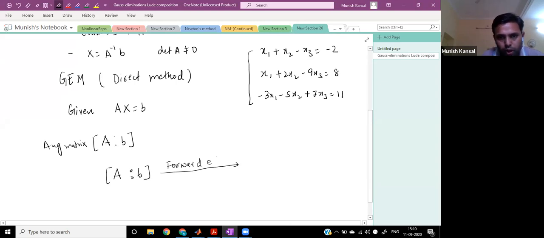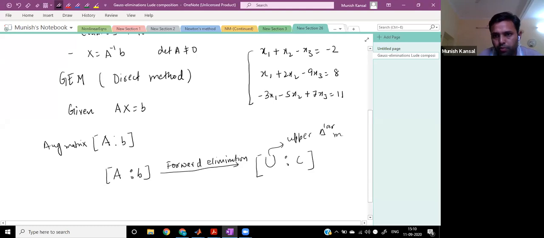First one is forward elimination. So this will convert the coefficient matrix into some another matrix when you apply some forward elimination technique, right? So this will convert the matrix A into the upper triangular matrix, and obviously the right hand side vector will also change to some new matrix. Let us say this will become C, right? So here I call it upper triangular matrix, right?